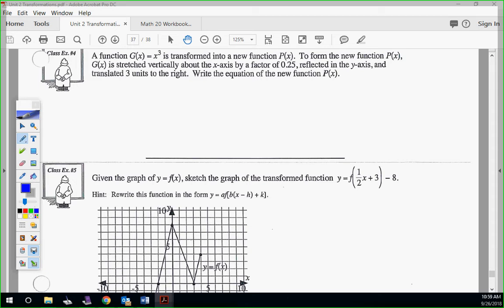Okay, so g of x is what we're transforming to make a p of x. If you're confused on why do we have two functions, we don't have the p of x yet. That's our job. Okay, we are going to go ahead and stretch vertically. If you don't want to write 0.25, write 1/4. It doesn't matter. I'll just stay with 0.25. So I know that I'm doing vertical, so the first step, of g of x on my way to p of x, is going to be now 0.25 x cubed.